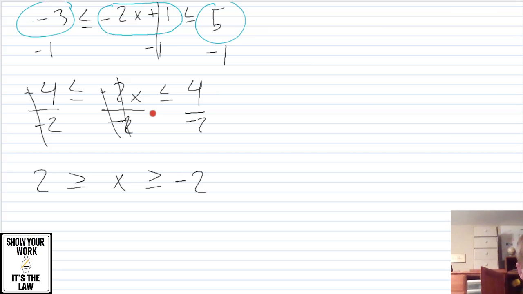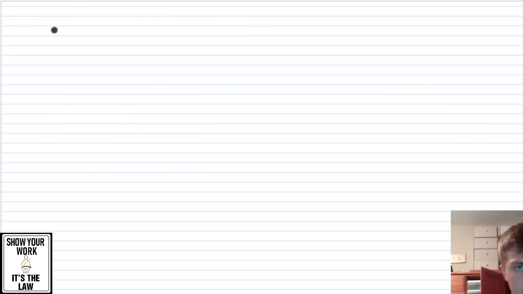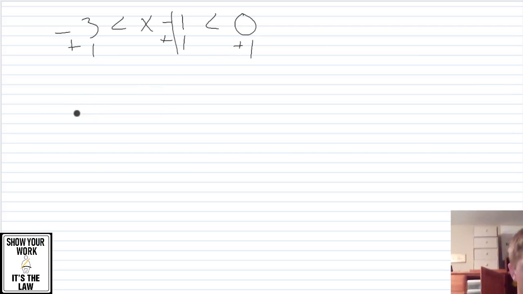Let's go ahead and do some practice problems. I'll do number 6. We've got -3 less than x minus 1 less than 0. We want to get x by itself. All we have to do is add 1, and what we do to one side, we do to all sides. So we've got -2 less than x is less than 1. That's all we have to do for problems 1 through 24, is just get the x by itself.